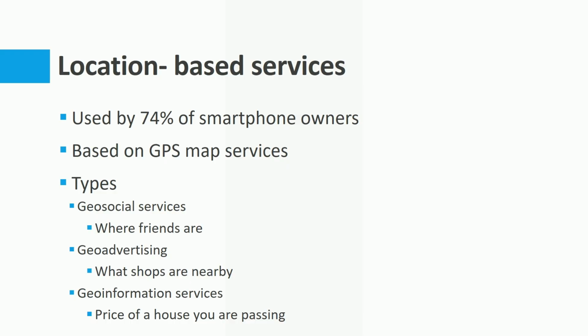Next, it's called location-based service. Location-based services are very crucial for mobile commerce. They include geosocial, geo-advertising, and geo-information, with 74% of smartphone users utilizing them. With GPS-enabled smartphones, users can access features like friend tracking, family tracking, targeted ads, and location data.